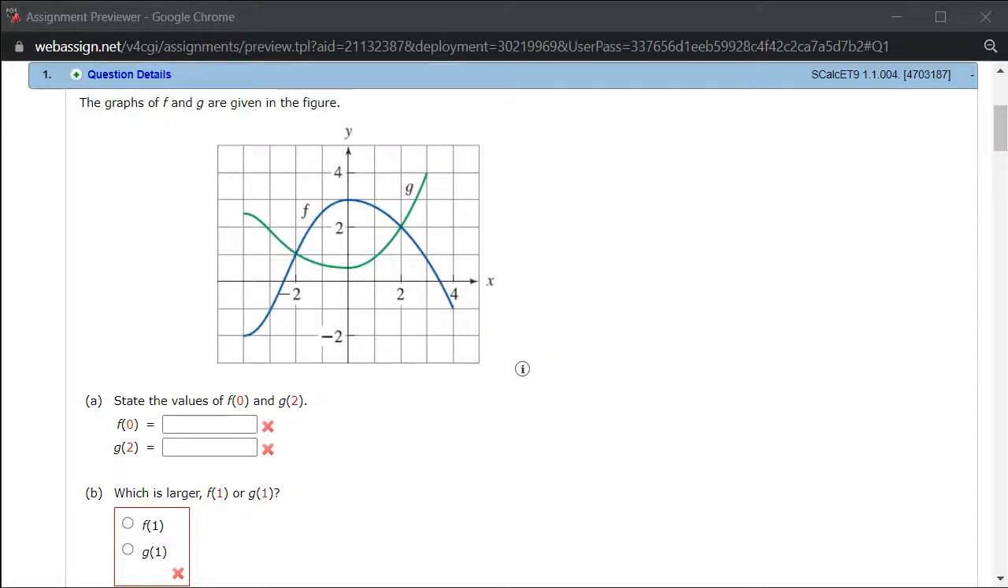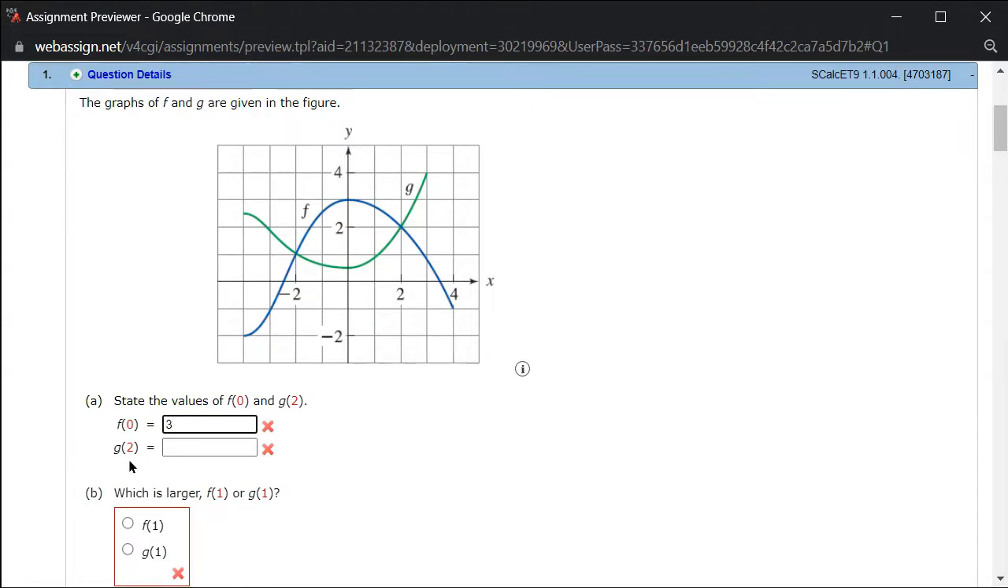All right, let's look at homework 1.1, problem number 1. Let's look at part A. We want to find the value of f of 0 and g of 2. So f of 0: x is 0 right here, and f is the blue curve. If you go up to the graph, you can see that it crosses at 3. So the value is 3 there.